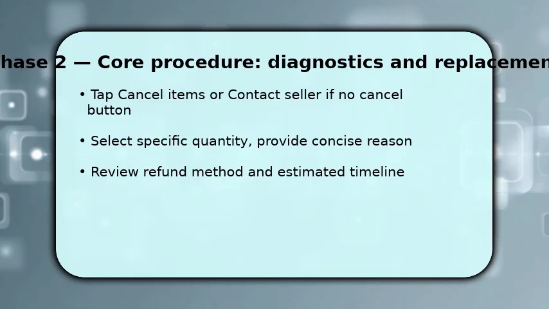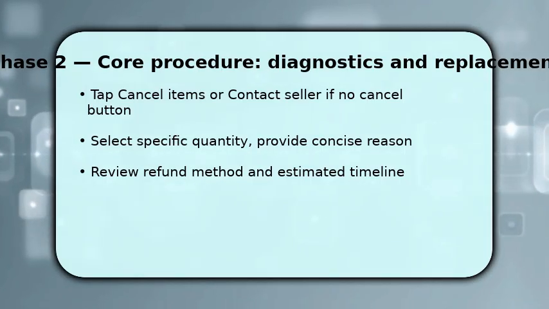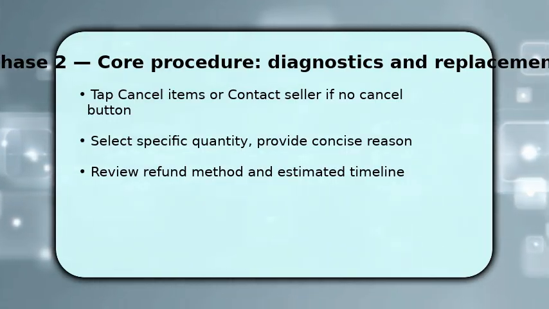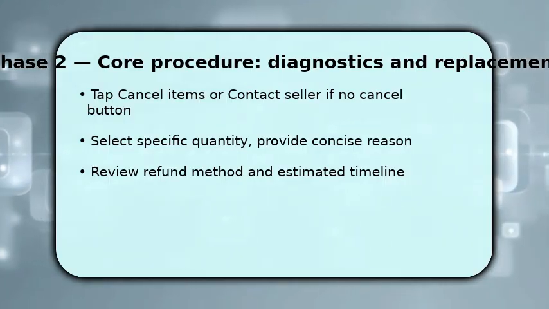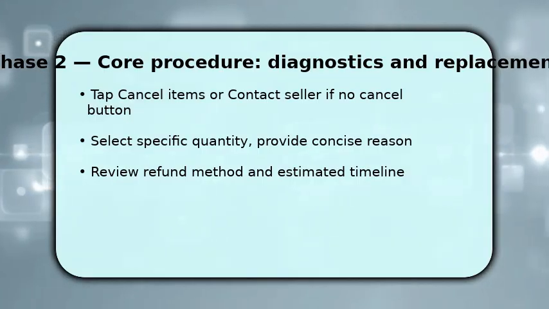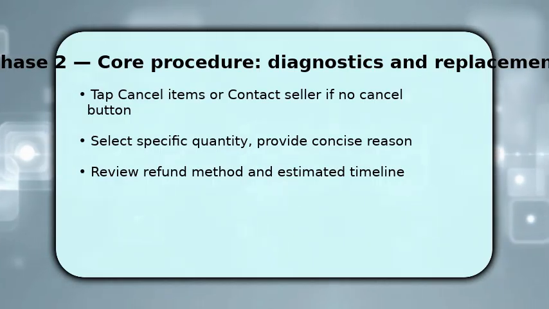You should select the exact quantity to cancel and pick a clear reason from the menu. This helps automated processing. Then review the refund method and the estimated time. Amazon often issues refunds to the original payment method within 3-5 business days. Keep the order confirmation open in case you need to reference ID during follow-up.